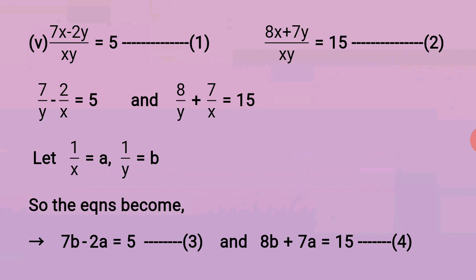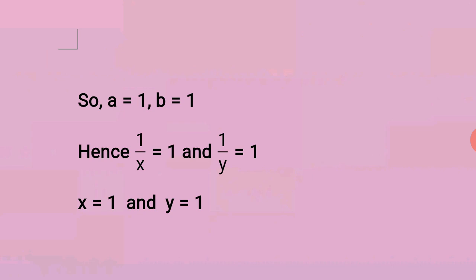Similarly, 8x upon xy will become 8 upon y and 7y upon xy will become 7 upon x, equal to 15. The rest is as usual. You substitute for 1 by x and 1 by y, solve, get the value of a and b and then get the value of x and y.